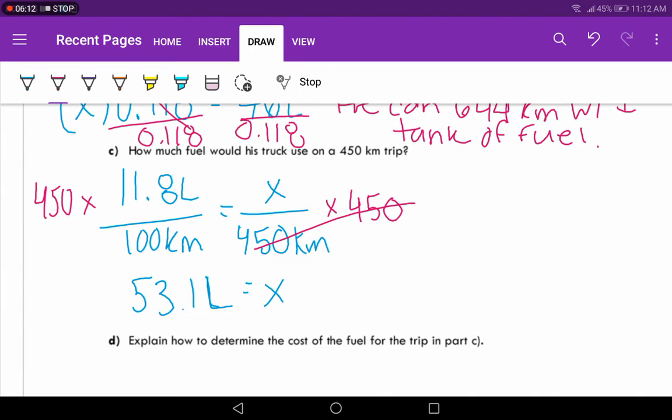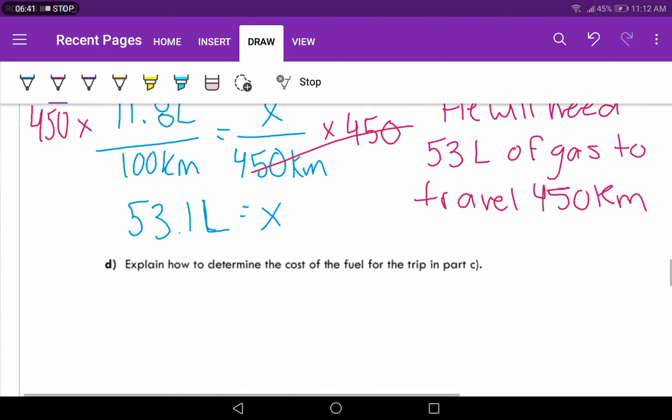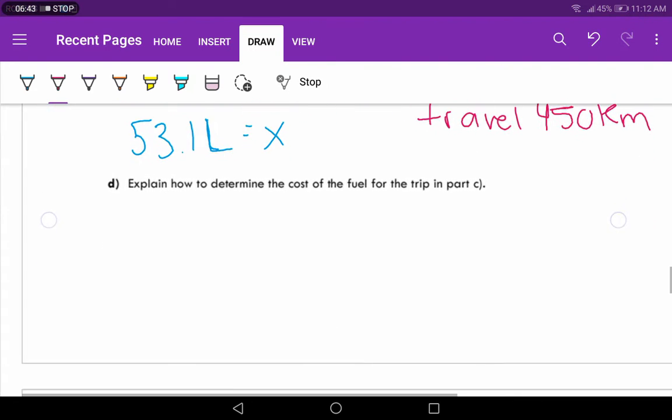And again, referring back to that question when you make your concluding statement, he will need 53 liters of gas to travel 450 kilometers. And again, that's based on his fuel efficiency. If your fuel efficiency was different, you're going to use a different amount of gas to get to that distance.